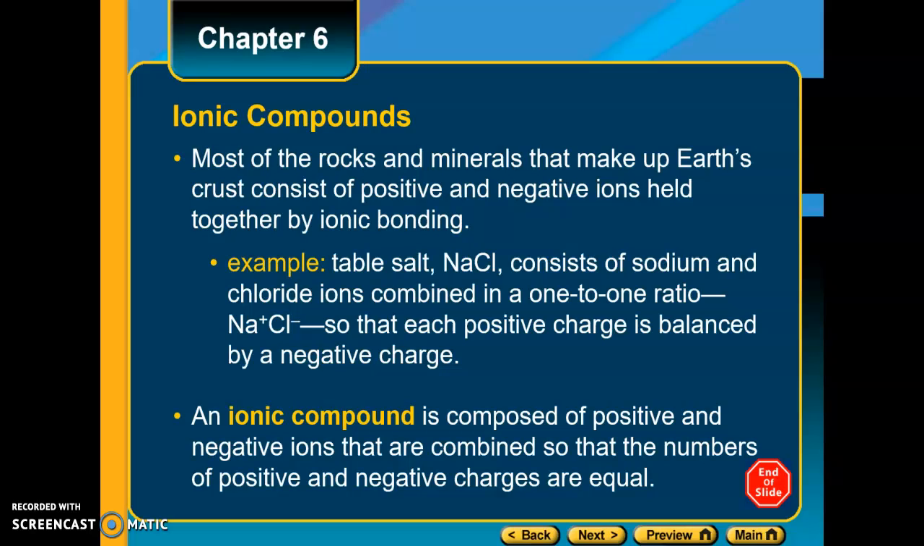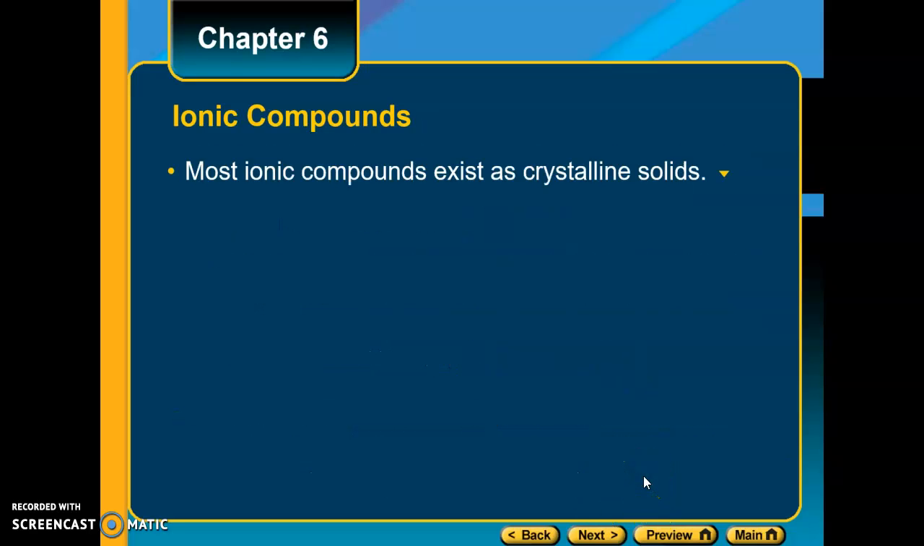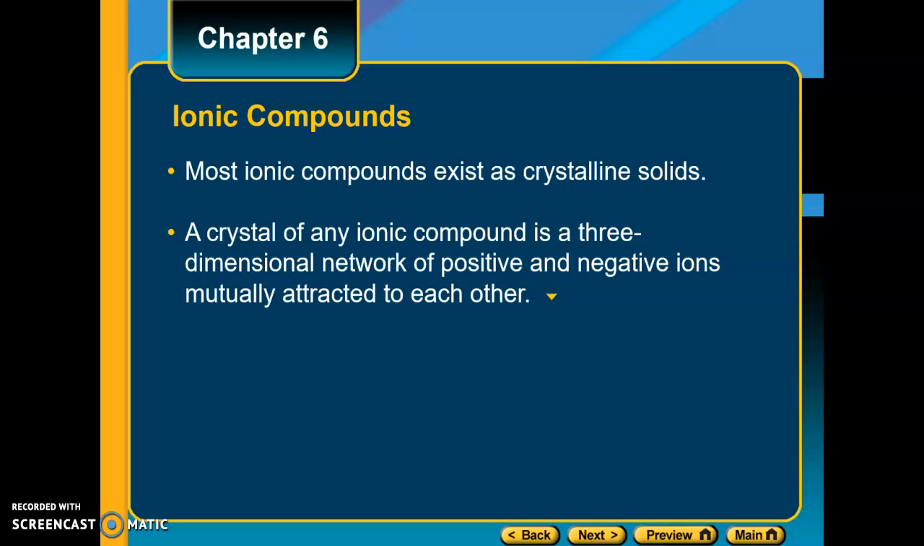When these ionic bonds form, the resulting compound is called an ionic compound. So an ionic compound is composed of positive and negative ions that are combined so that the numbers of positive and negative charges equal. So the overall charge of the compound itself is 0, even though it's made up of charged particles. Some properties result from this. Most ionic compounds are crystalline solids. In fact, many of them are white crystalline solids. Some of them are very colorful crystals, but many of them are white crystals.